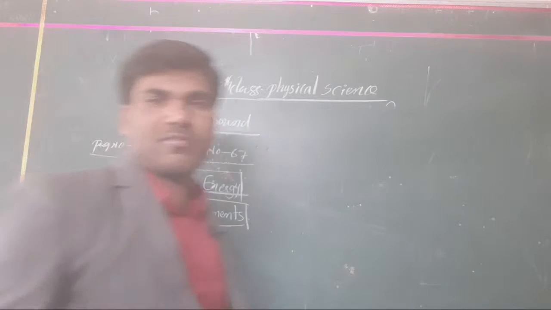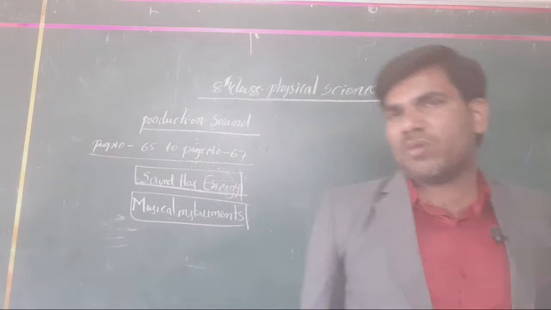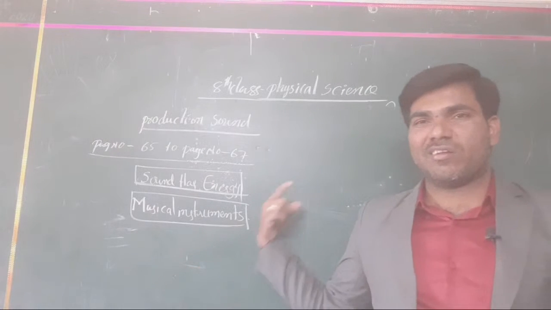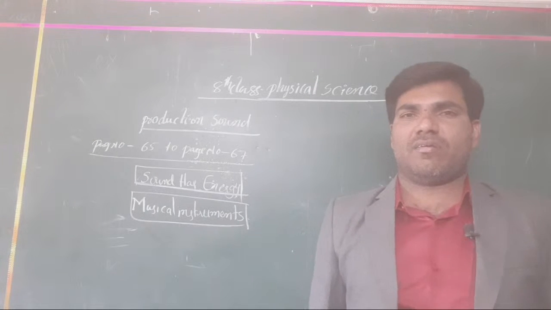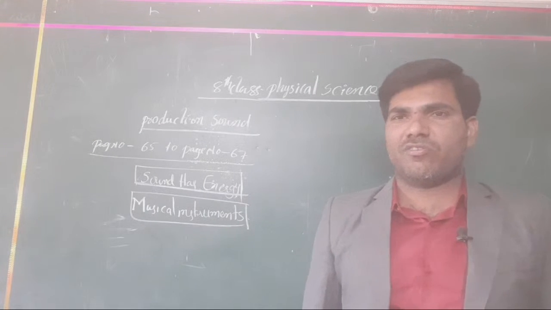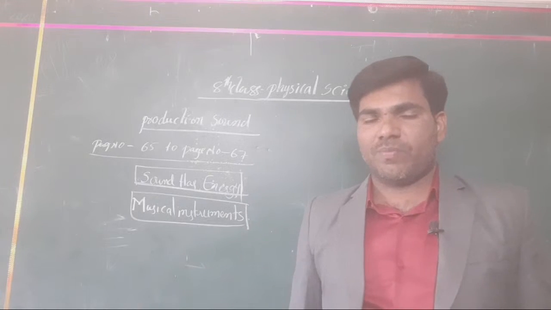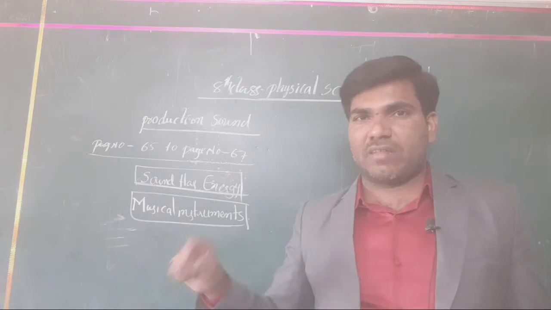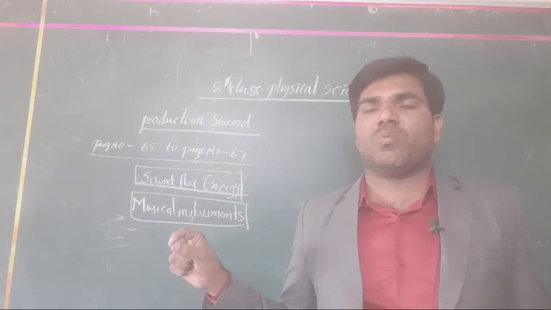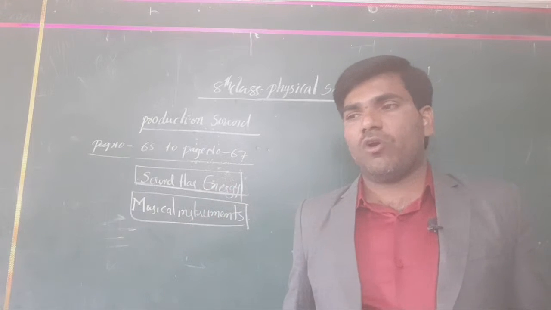Musical instruments. Which one is called a musical instrument? The one that produces music is called a musical instrument. Then which one is called music? Clear or not, all the students? Already yesterday we discussed. Whatever regular combination of vibrations there is, that is called what actually? Music. I hope you got it.